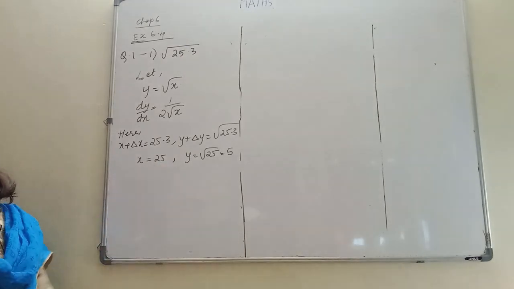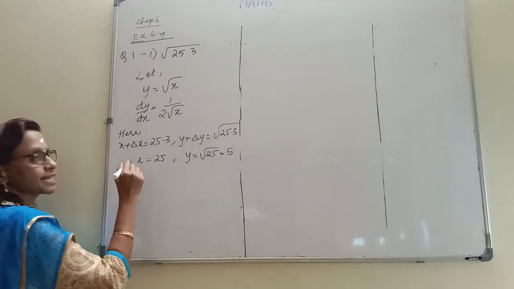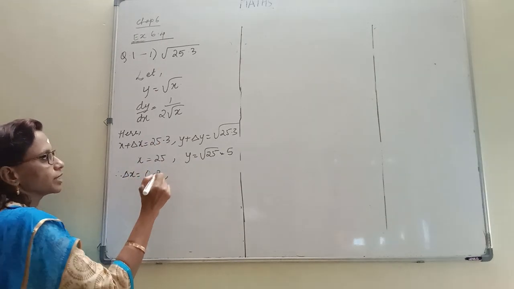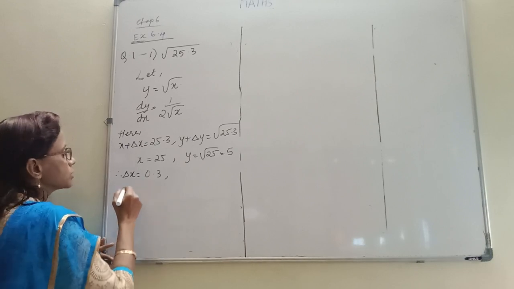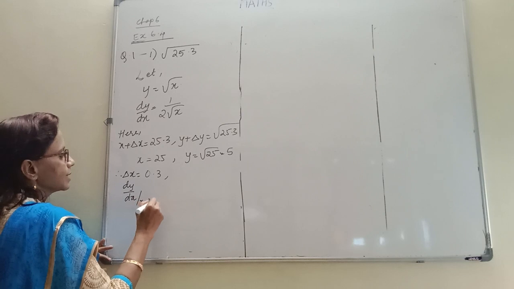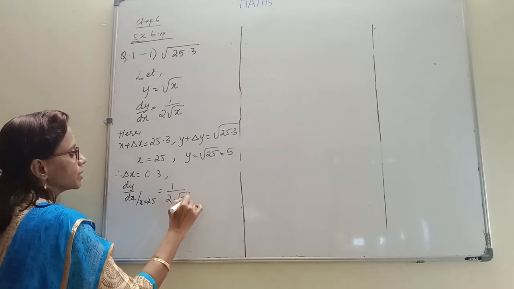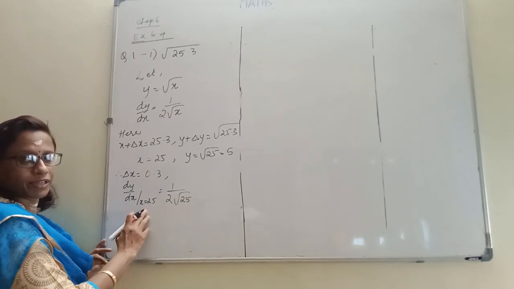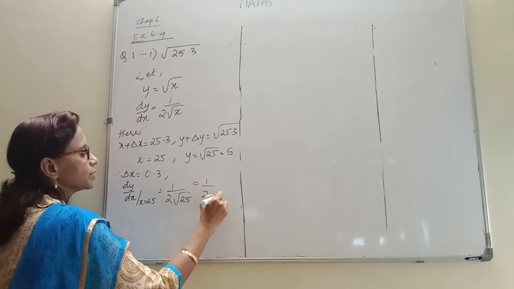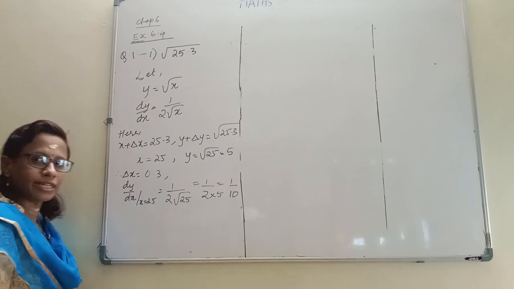So you've got x, you've got y. Now, from here, it's very easy to find delta x. Delta x is always x plus delta x minus x. So this minus this is going to be 0.3. And if you have to find dy by dx at this x, what is it going to be? It is going to be 1 by 2 root of 25, at x equal to 25. Root of 25 we all know is 5, so your answer is 1 by 10. All this we'll utilize now.